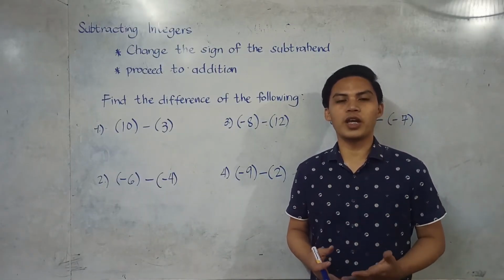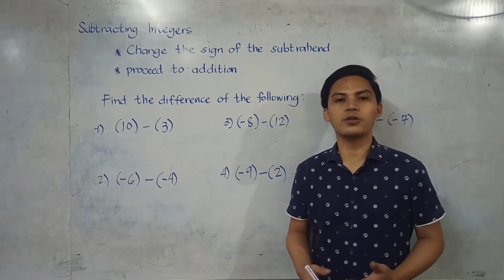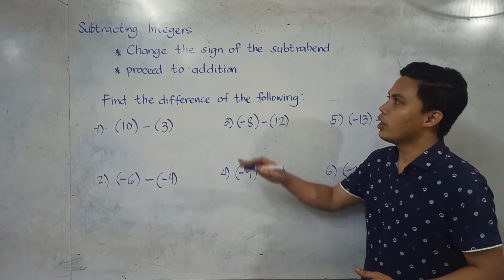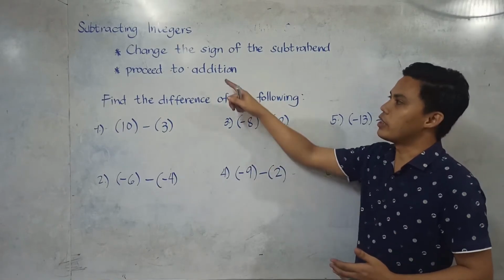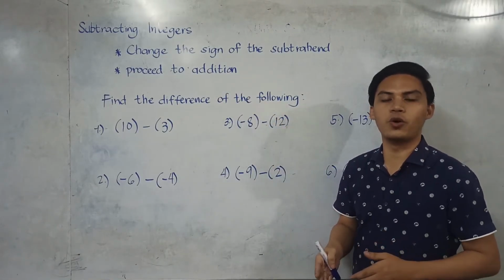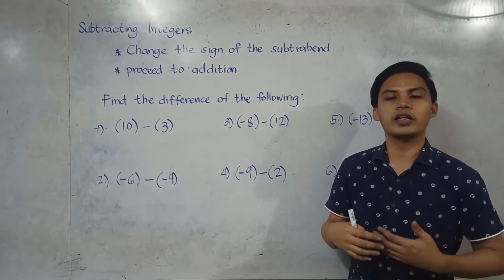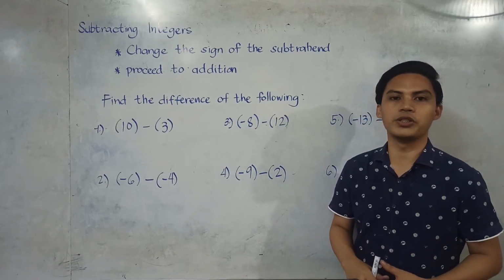Now, how about subtracting integers? So, ito yung tatandaan natin na rules or process pag magsasubtract tayo ng integers. First is we need to change the sign of the subtrahend. Then second, we're going to proceed to addition. Kung ano man yung rules na ginawa natin sa addition is gagawin pa rin natin sa pagdating sa subtraction of integers.